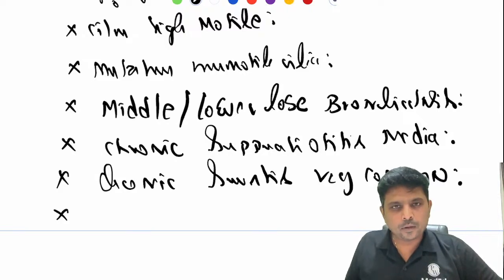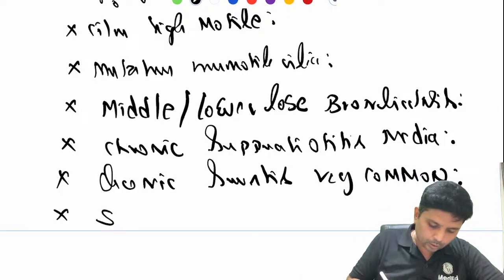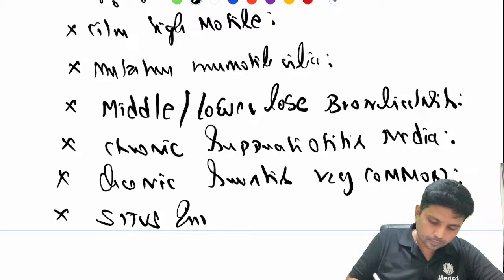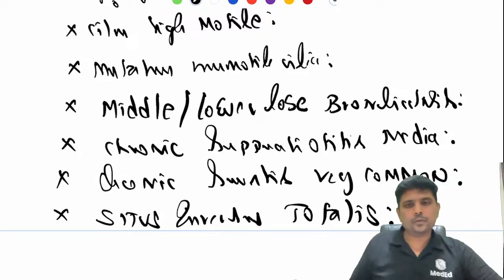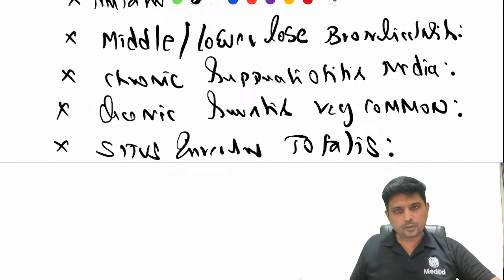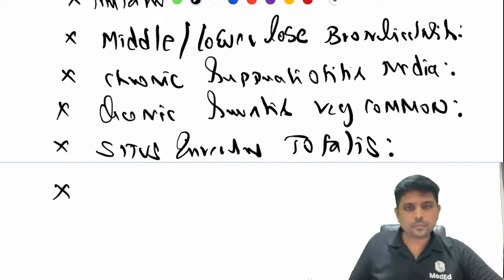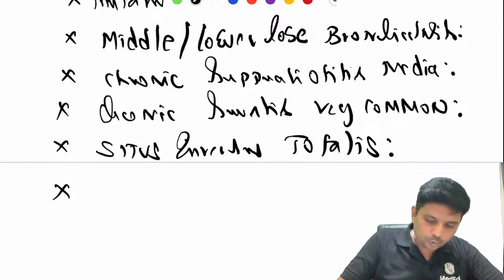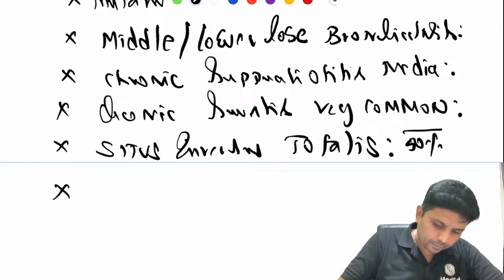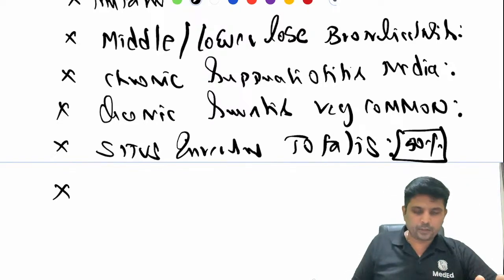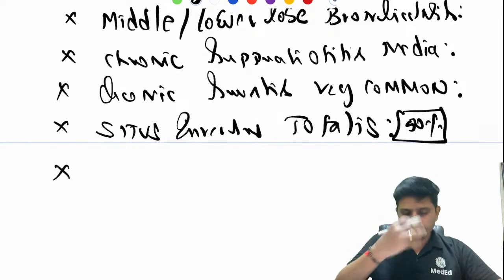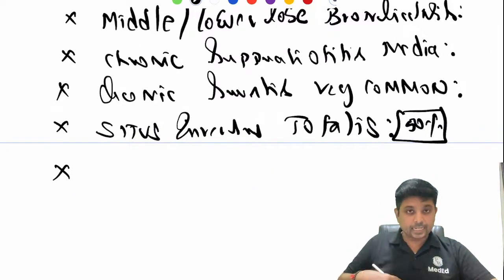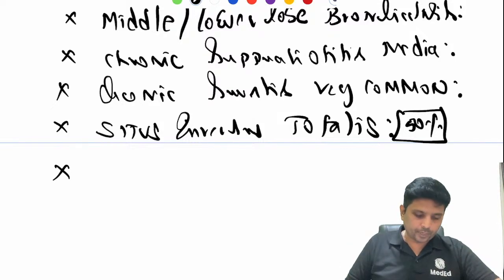Okay, right. So other things, you all know that situs inversus totalis is also common. Situs inversus totalis occurs in almost 50% of primary ciliary dyskinesia cases. Okay, so middle lobe atelectasis, rhinorrhea, lower lobe and middle lobe bronchitis, situs inversus totalis, right?